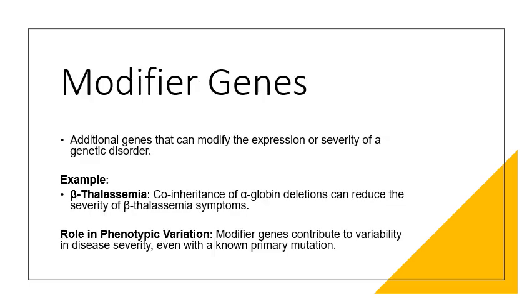Modifier genes are additional genes that influence the expression or severity of a primary genetic disorder. They can either exacerbate or mitigate the disease phenotype. So an example would be beta thalassemia. When co-inherited with an alpha globin gene deletion, this can reduce the severity of beta thalassemia symptoms by balancing the globin chain ratio. So it actually can make the clinical burden a little bit better on the patient.